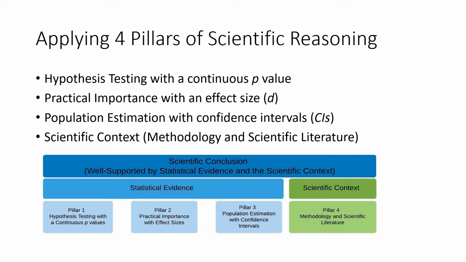We think about these things as four distinct pillars: hypothesis testing with a continuous p-value, talking about the practical importance with effect sizes, estimating the population parameters with confidence intervals, and then interpreting all of that statistical evidence based on the strengths and weaknesses of the methodology and comparing the results that they provide to the results that are reported by other scientists in the scientific literature. By doing all of that, you're going to be able to develop a well-supported scientific conclusion.